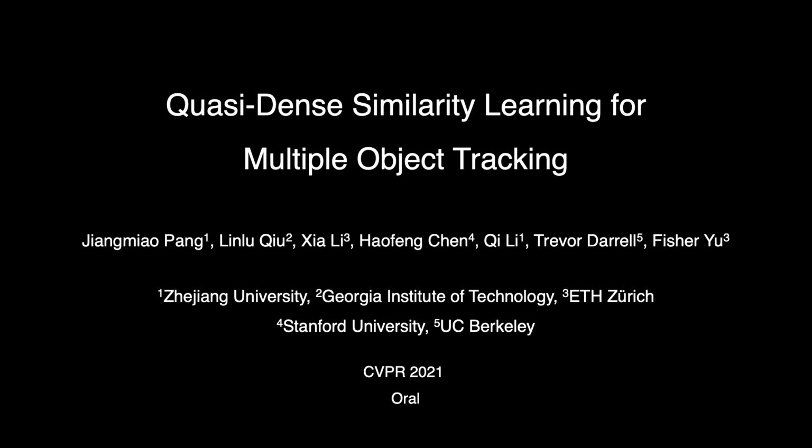We're going to introduce our work, Quasi-Dense Similarity Learning for Multiple Object Tracking. This work is done by Zhangmiao Pang and Qi Li from Zhejiang University, Linlu Chu from Georgia Tech, Xia Li and Fisher Yu from ETH Zurich, Haofeng Chen from Stanford, and Trevor Darrell from UC Berkeley.